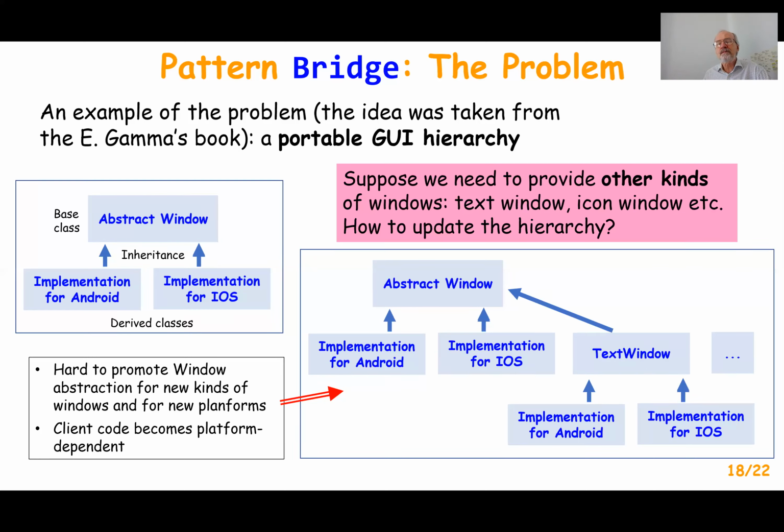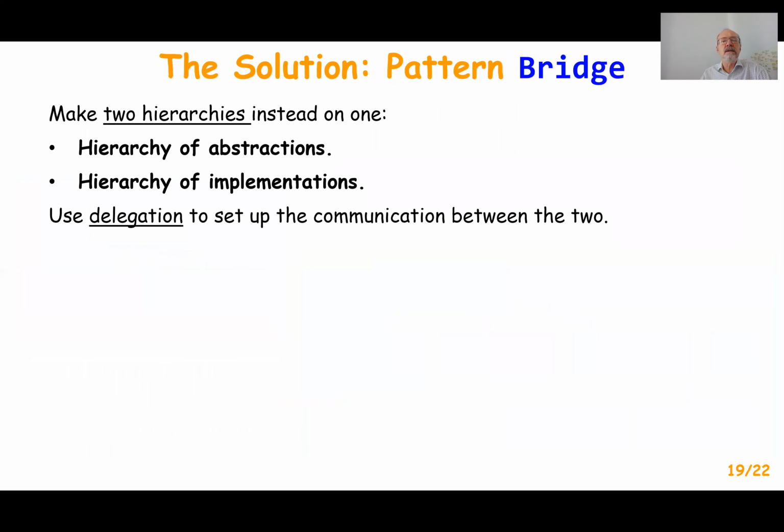And the next negative consequence is that the client code becomes platform dependent, because each time we are going to use text window, we need to mention somehow that this text window is for a particular platform. So again, this is the problem we are going to solve somehow. Look at the next slide.